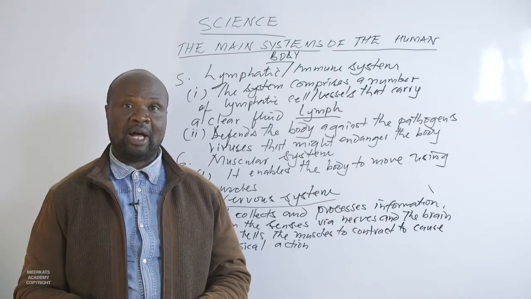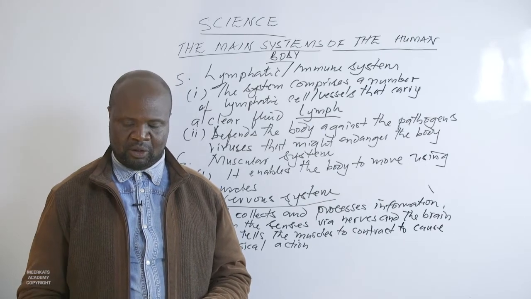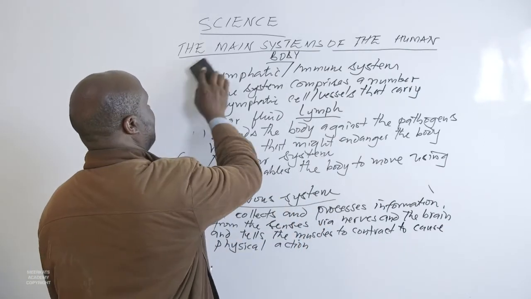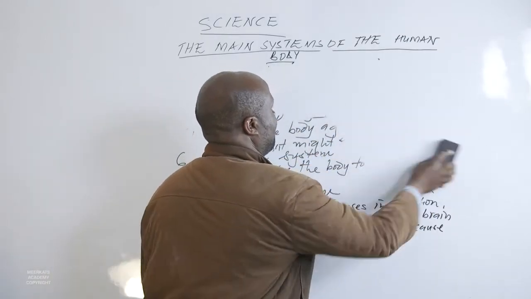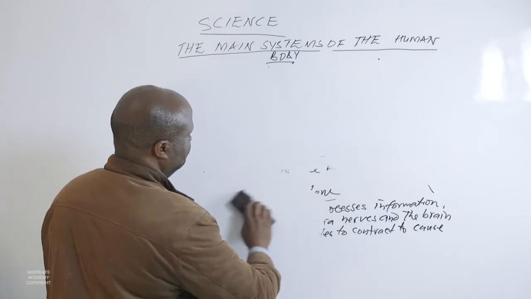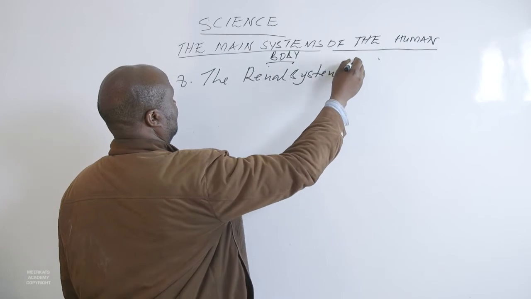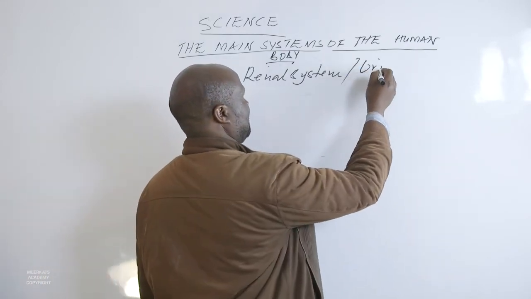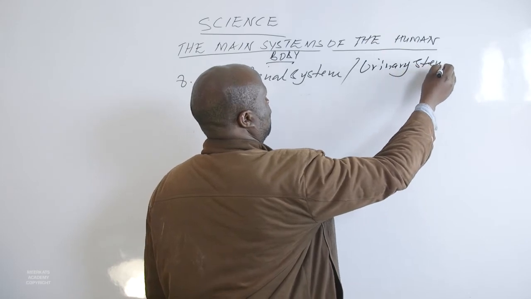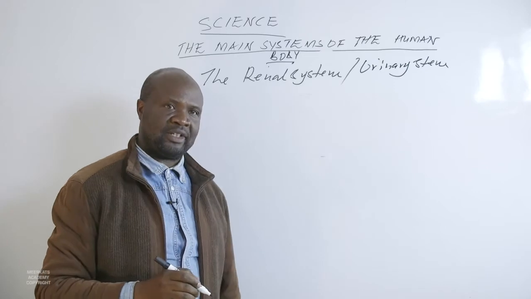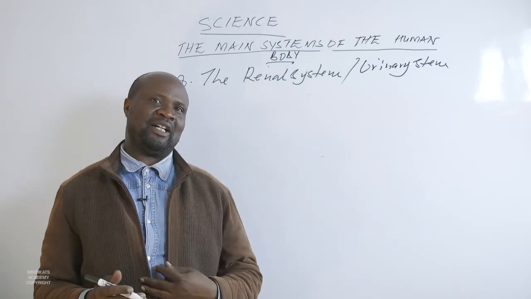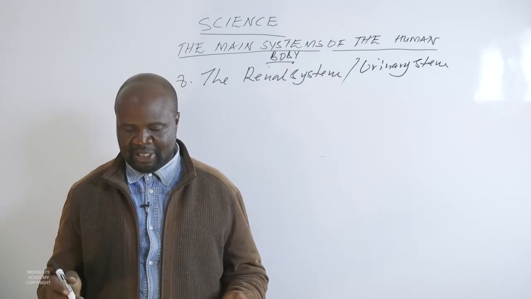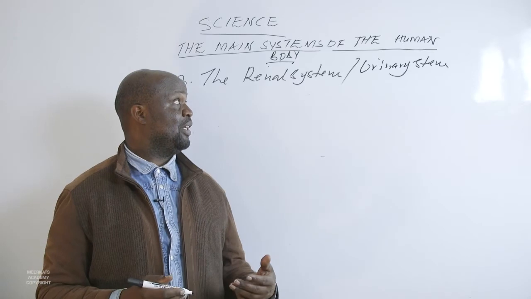Then we can advance ahead, we can go to another system that is within the human body. It is called the renal system or urinary system. So we can deal with the renal system. The renal system is very important as far as the life, the existence of a human being is concerned. What are the functions of the renal system? What is involved with this renal system?